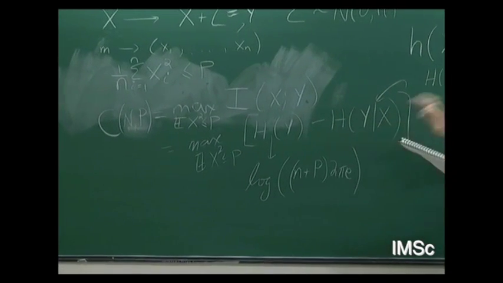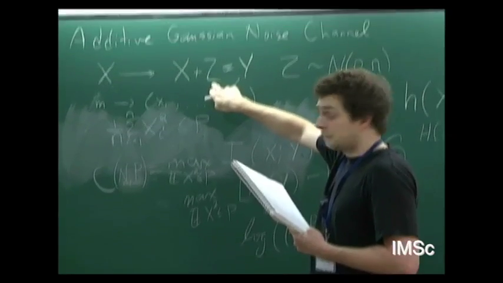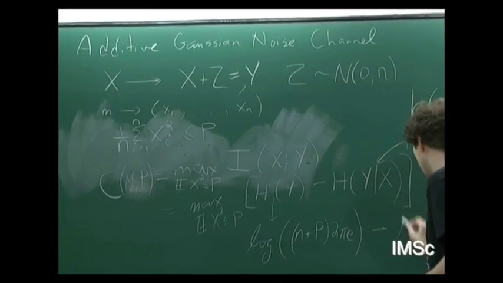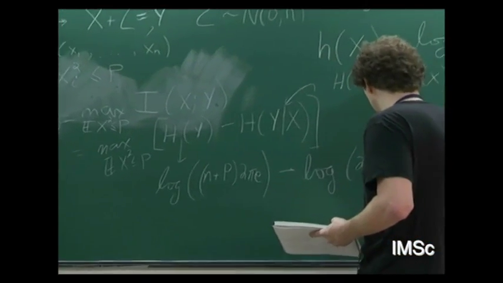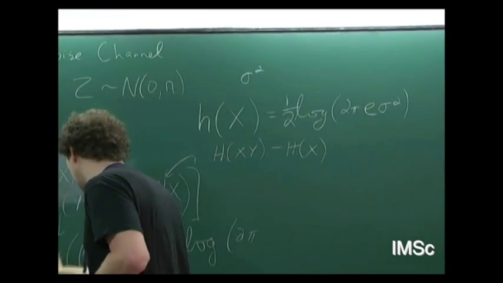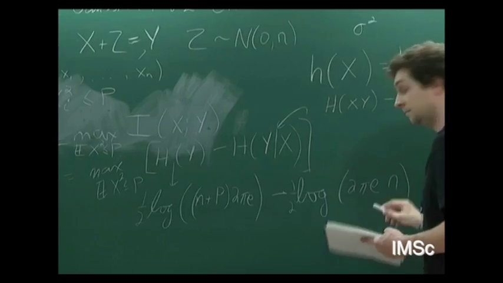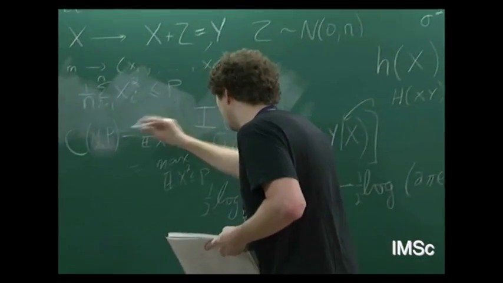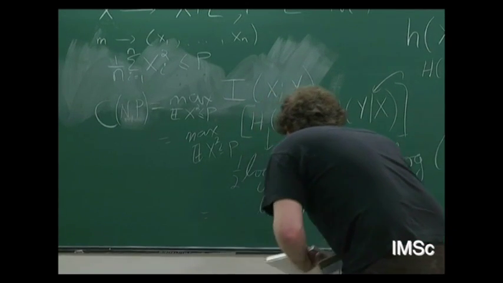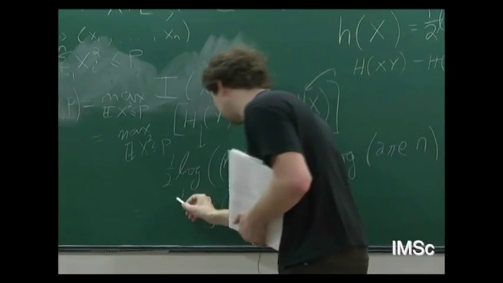Now, conditioned on x, when I know x, the conditional distribution on y is just going to be z. So it's going to have a variance of n. So for this term, I'm always going to get just half log of 2 pi e times n. And that gives us the capacity here now of half log of 1 plus p over n.